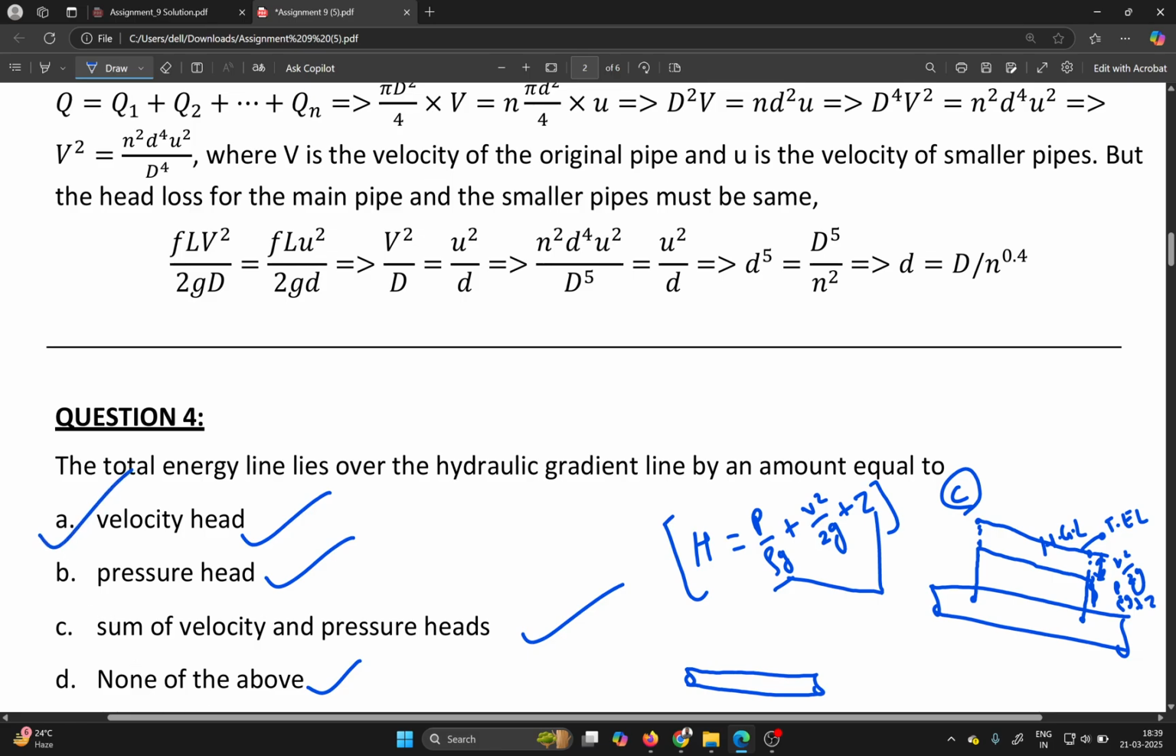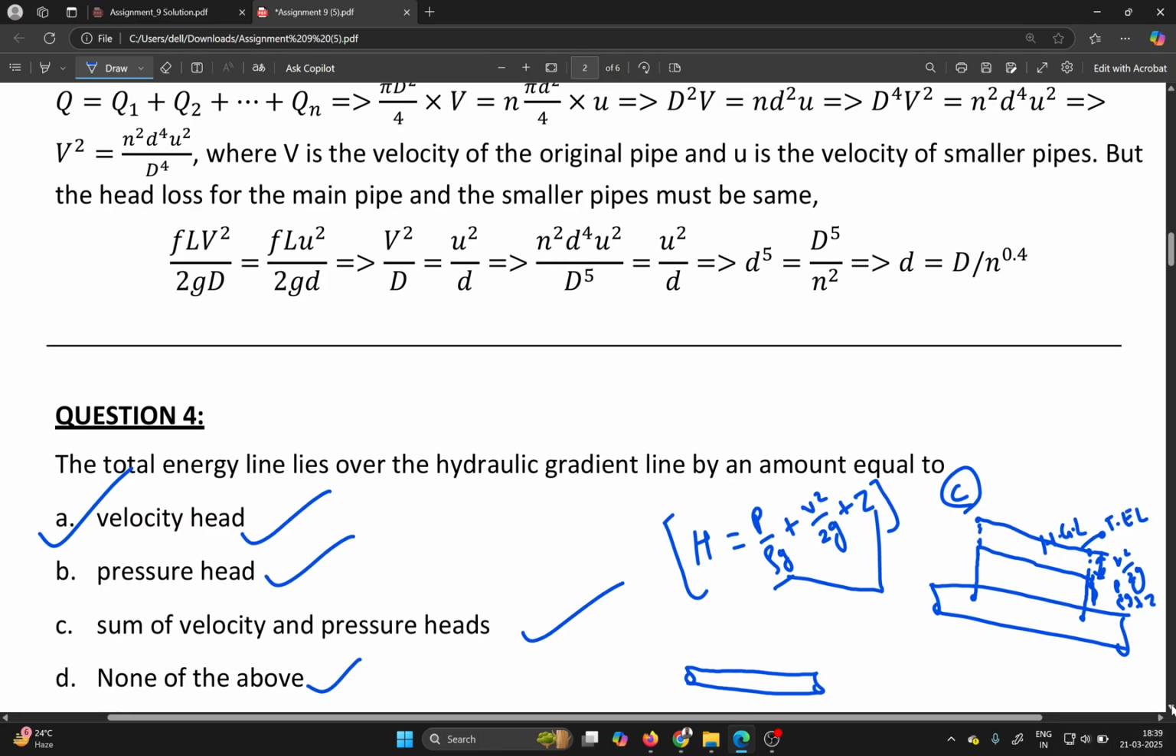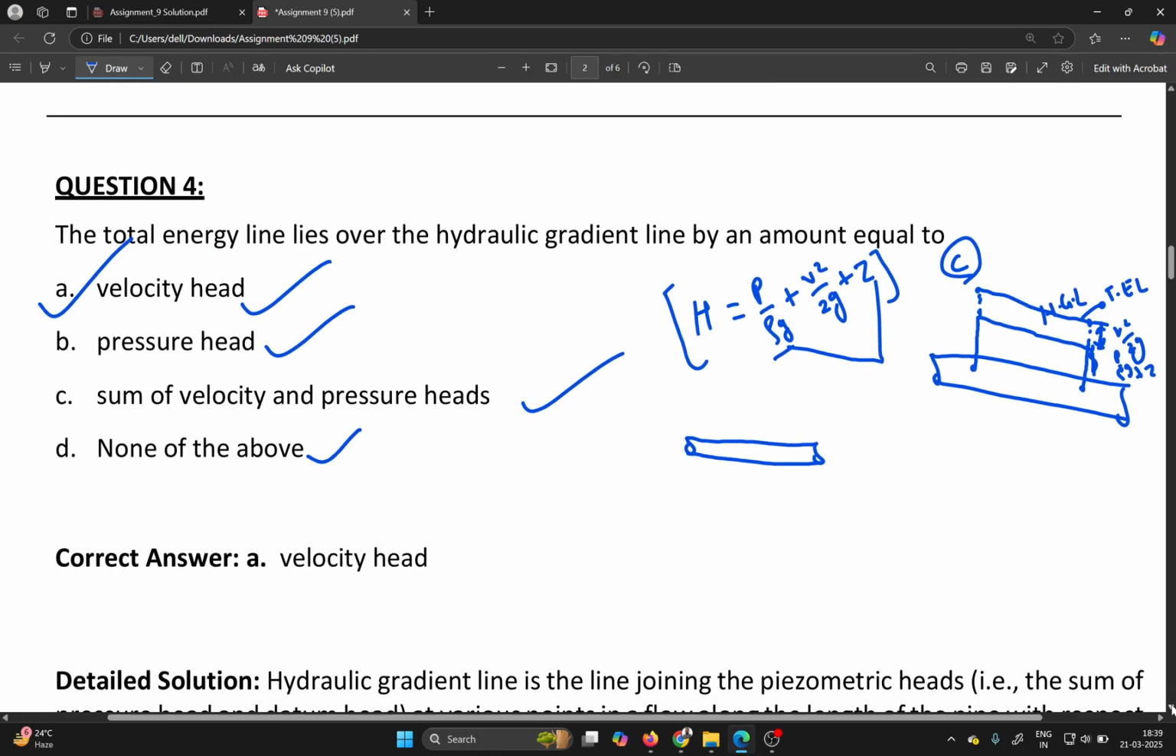So here you can see that your total energy line lies over the hydraulic gradient line by v square by 2g. Okay, so very simple. Now we'll move on to the next question.